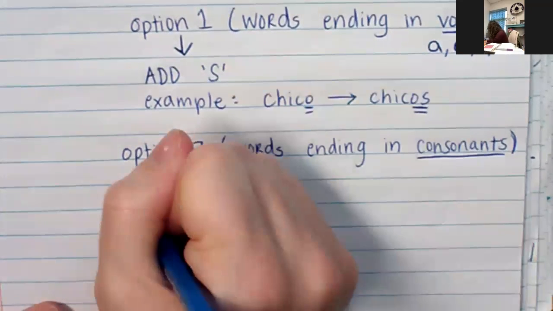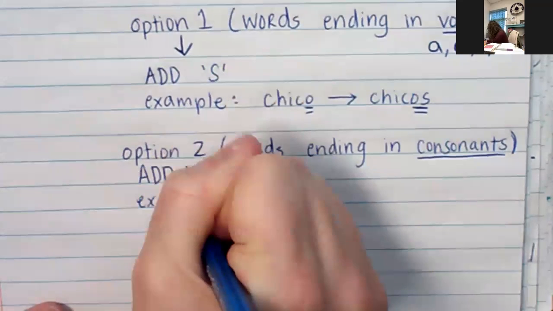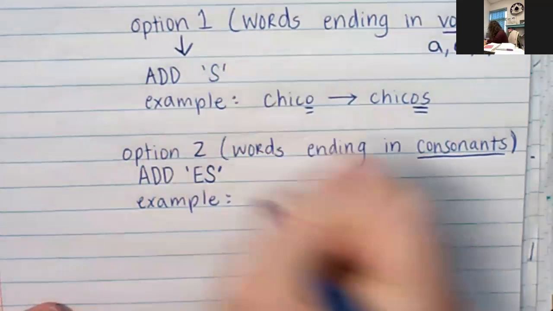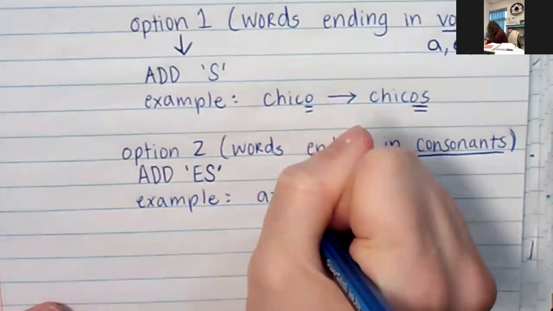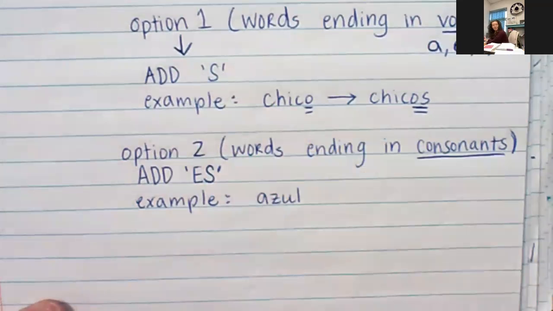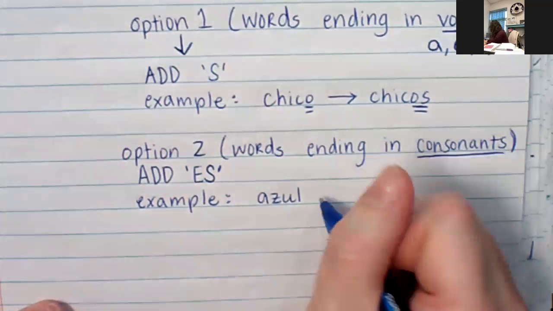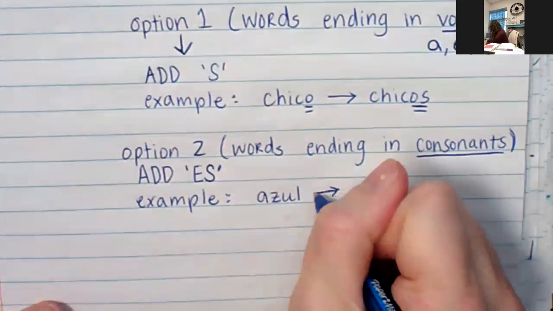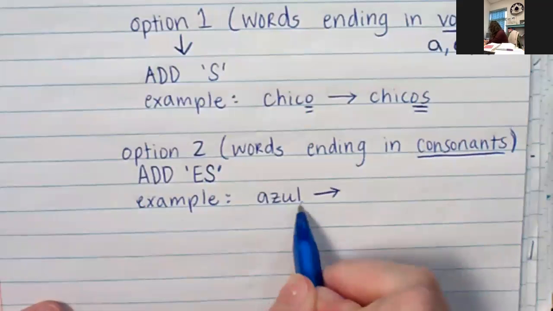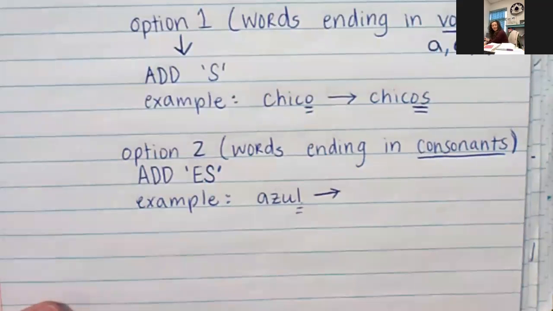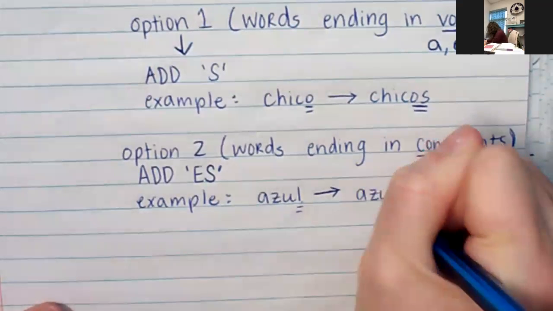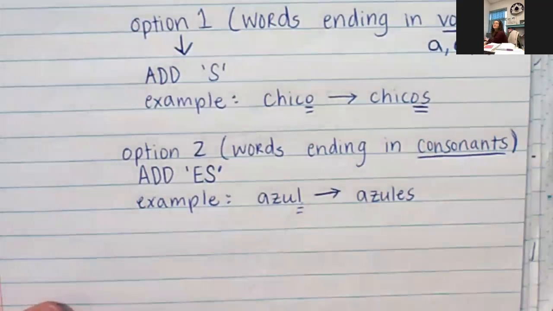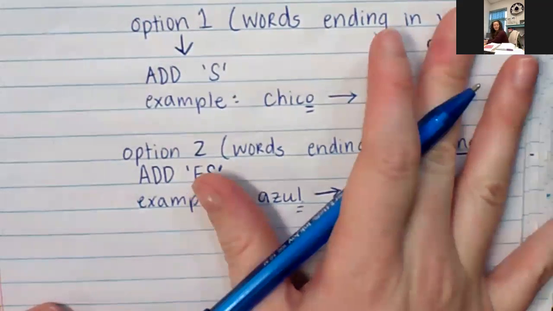So our example here, we'll use the word azul, which is the adjective that means blue. If I was making this plural, because it ends in L, which is a consonant, I'm going to add ES. Azules. Perfect. So this is all you need to know about number.